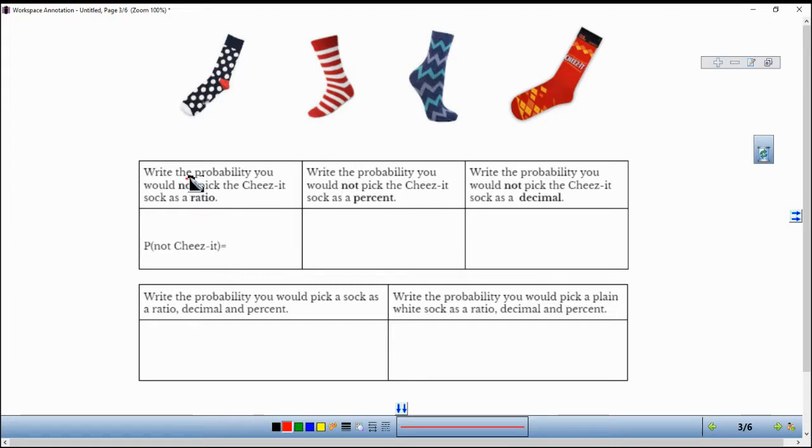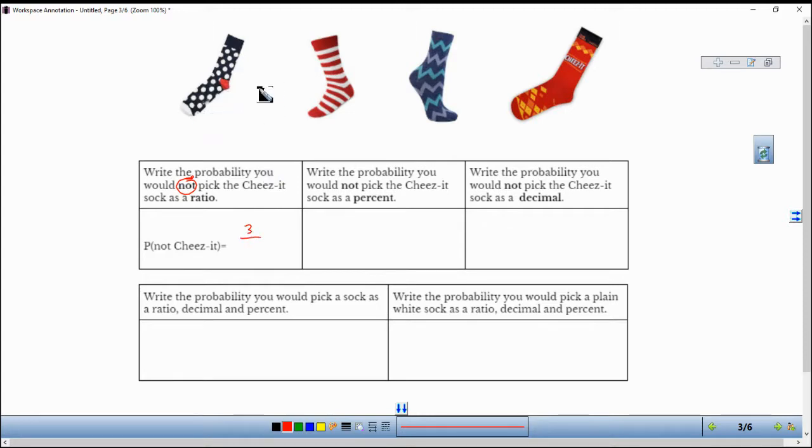Not pick the Cheez-It sock. So that's a key word there, not pick the Cheez-It. So the probability that you do not pick the Cheez-It sock. Well, how many possible favorable outcomes would there be? Well, that means how many different chances are there to not pick the Cheez-It sock? Well, you could pick the polka dot sock or the striped sock or the zigzag sock, and that would be true. So there are 3 possible favorable outcomes.